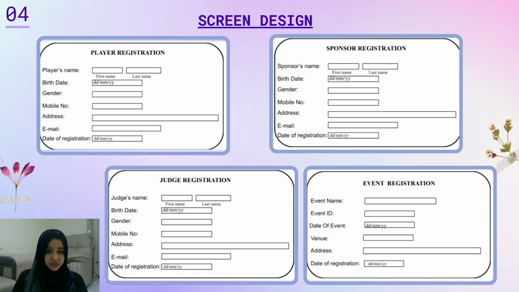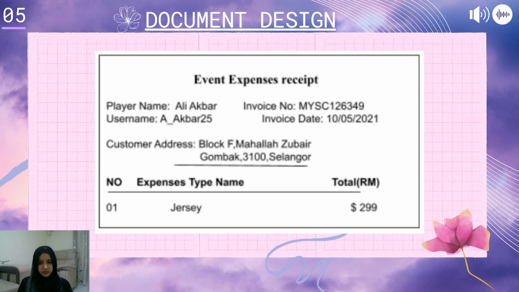After that, we made the screen design. As you can see here, we made player registration, sponsor registration, judge registration, and event registration. This is all our screen design. And then we have the document design, which is the event expenses receipt. However, I will pass to Sister Habiba Khatun Shia. She will explain the ER diagram of our database system.